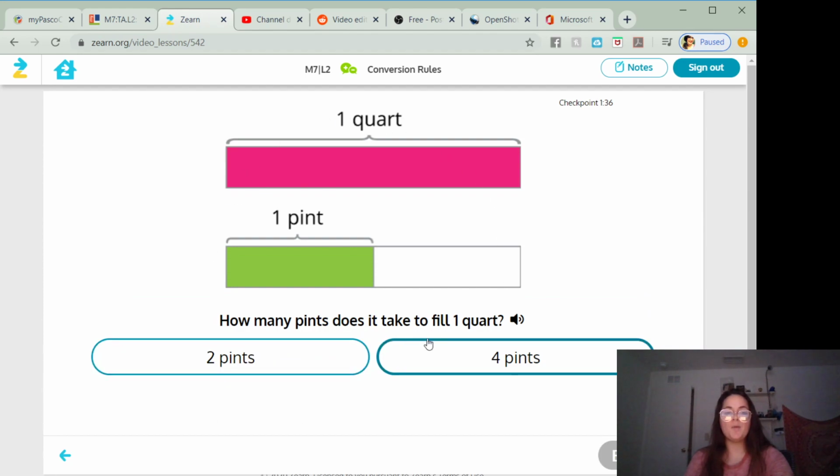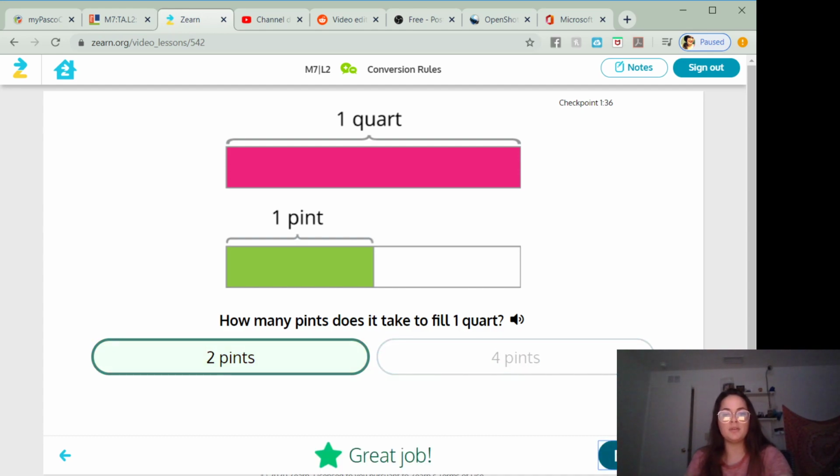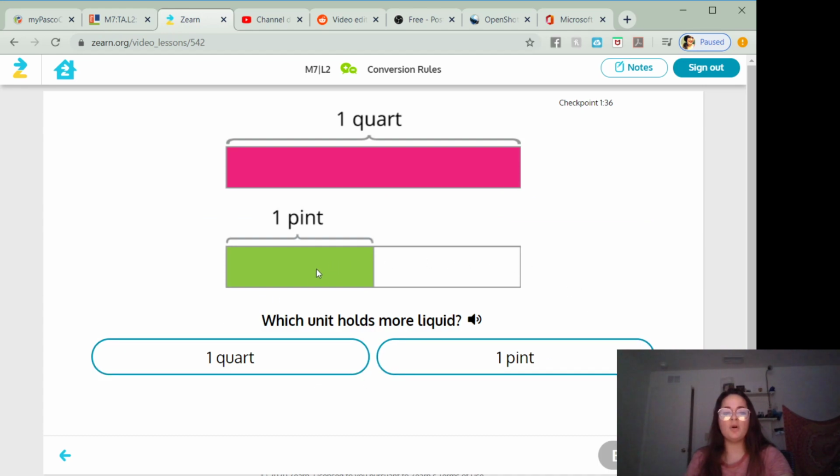All right, so how many pints did it take to fill that 1 quart? If you said 2, you would be correct. You could even rewind to watch her fill up that quart with 2 of those pint units. So which unit holds more liquid, quarts or pints? You'd be correct if you said quarts, because we can see that this quart, this red block here, is bigger than this green block that represents pints. And we also know that it takes 2 of these pints just to make 1 quart.